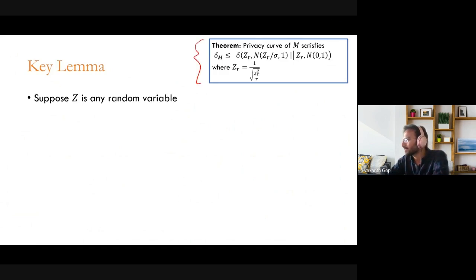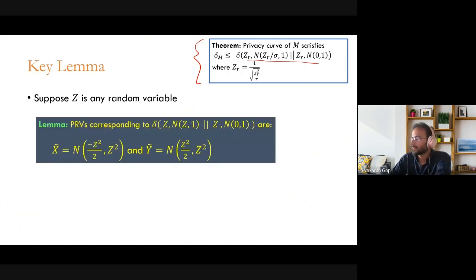Okay, so the key lemma here is, we proved this theorem that the privacy curve is upper bounded by this. So now I want to compute the privacy random variables for these two things. And this is what they turn out to be. And this is in fact true for anything. So if you want to distinguish between N(Z,1) and N(0,1), where the adversary knows Z, then the privacy random variables are given by this and this. So you can do an explicit calculation. That's what it turns out to be.